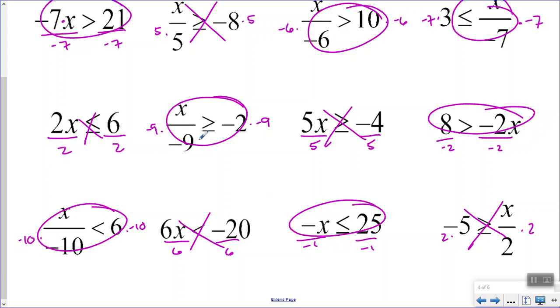In the second row here, the only ones where we would need to flip are this problem, where we need to multiply by negative 9, and this problem, where we need to divide by negative 2. In the last row, here we would need to multiply by negative 10, and in this one, remember that when there's no coefficient there, there's a 1. So this would be negative 1, we would need to divide both sides by negative 1, and we would need to flip the sign. Everything else, we're just dividing or multiplying by positive numbers, which means that we do not need to flip the inequality.